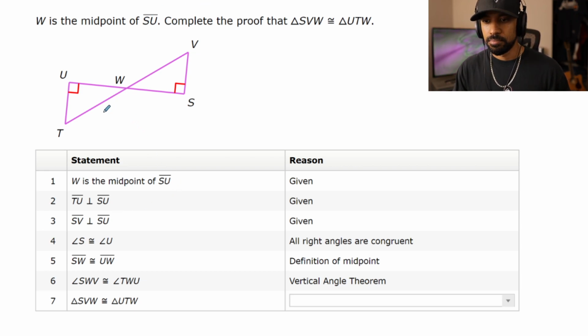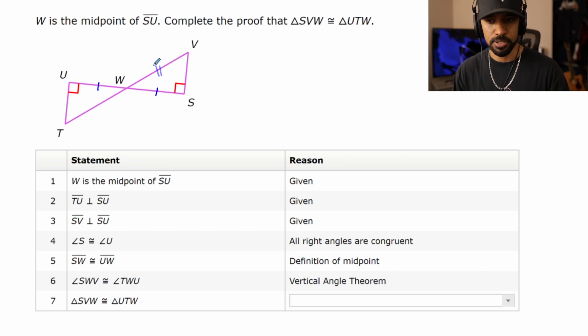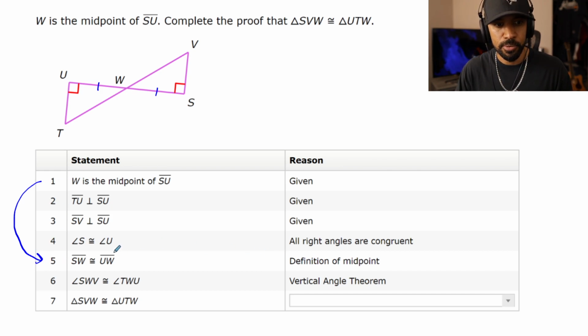We're going to mark some stuff up as we go. W is the midpoint of SU. Now it says W is the midpoint of SU. It does not say it's the midpoint of VT. So it's the midpoint of SU. That means that these two parts here are congruent. We do not know that these two parts here are congruent. We can't state that for any particular reason that we know of. We can state these two are, and that statement is built all the way down here from that first statement right there. Definition of midpoint makes that one true.